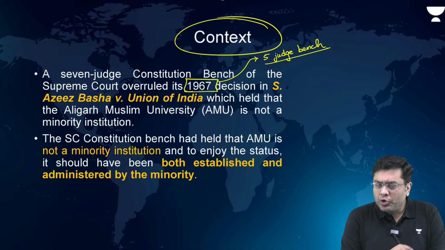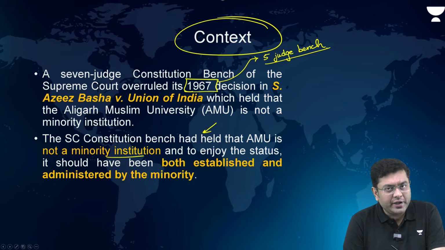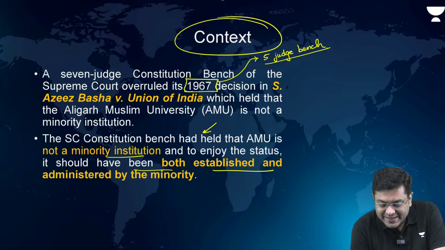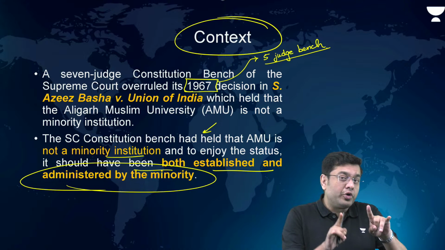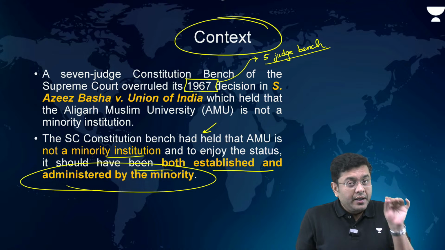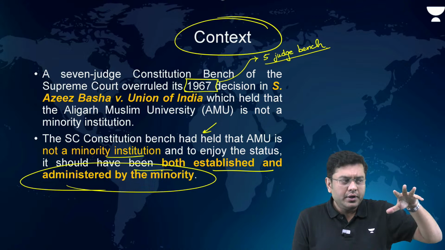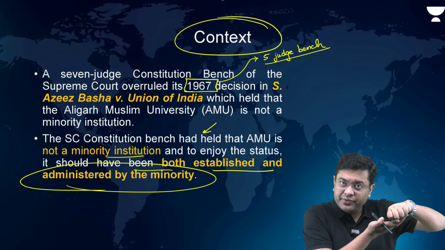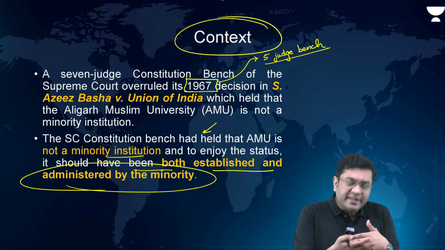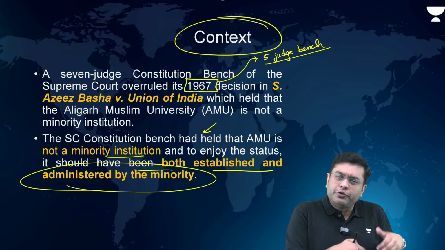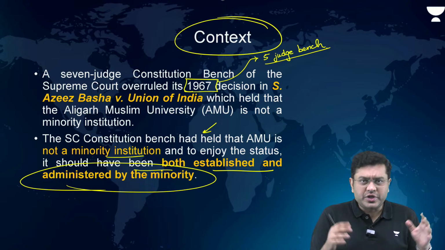Right. Now, the Supreme Court 5-judge bench in 1967 had held that AMU is not a minority institution, and to enjoy that status, it should have been both established and administered by the minority. So at that point of time in 1967, and notice this very carefully, the Supreme Court had said that for any institution to be recognized as a minority institution, it should be established by the minorities themselves, and the administration should also be by the minorities themselves. In AMU, that was not the case. So that is why AMU was not regarded, and will not be regarded, as a minority institution, was the judgment.